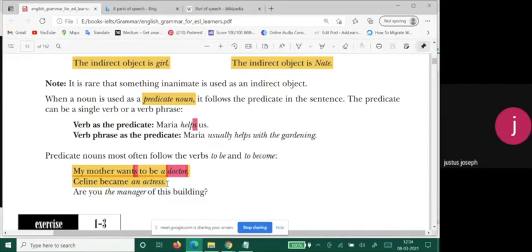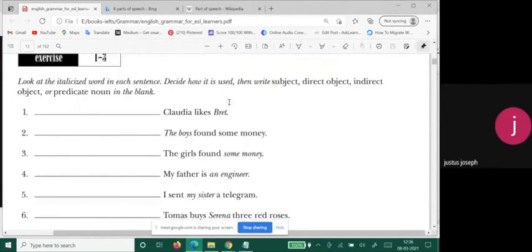This is not that important, but you will see its usage. Celine became an actress. An actress is a predicate noun. Okay. Let's look at these sentences and clarify which one is a subject, which one is a direct object, which one is an indirect object, or which one is a predicate noun. For you guys, I'm keeping it simple.